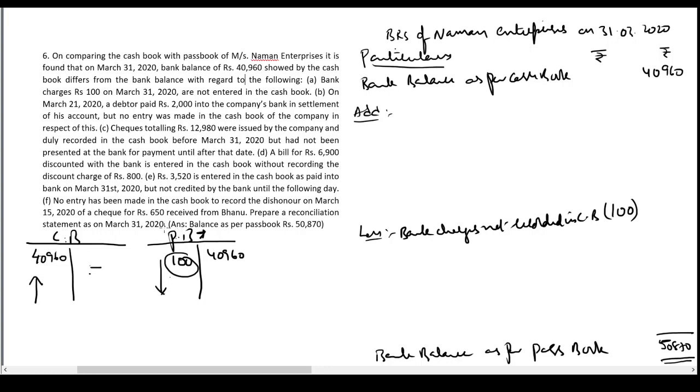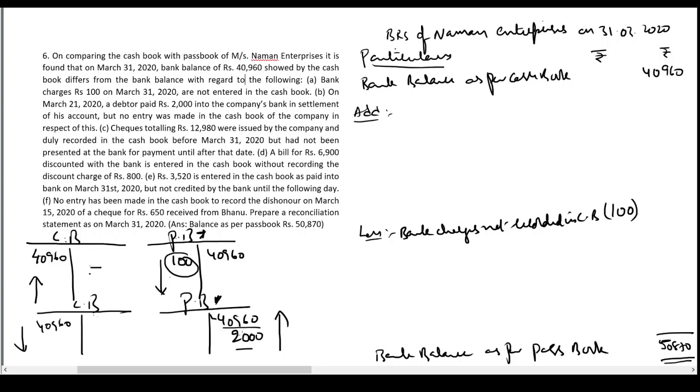B. On 31st March 20, a debtor paid rupees 2000 into the company's bank in settlement of his account, but no entry was made in the cash book of the company in respect of this. So there is a direct deposit in the passbook without our knowledge. Cash book and passbook 40,960. There is a deposit, so credit side of the passbook balance will increase. Why will the balance increase? Boss, we have started with a credit, another credit, balance will increase. Favorable balance, deposit balance will increase.